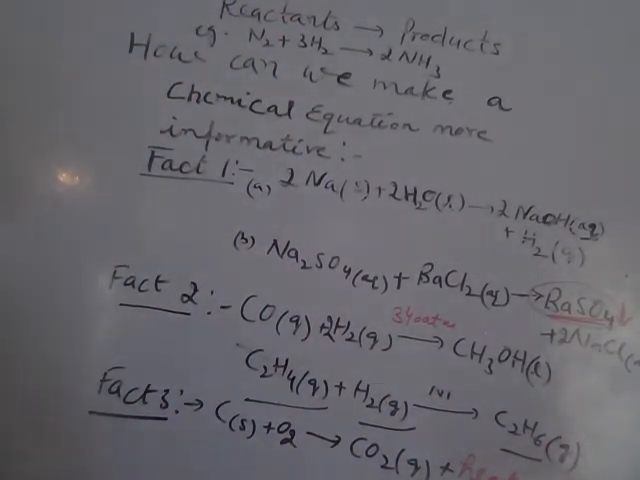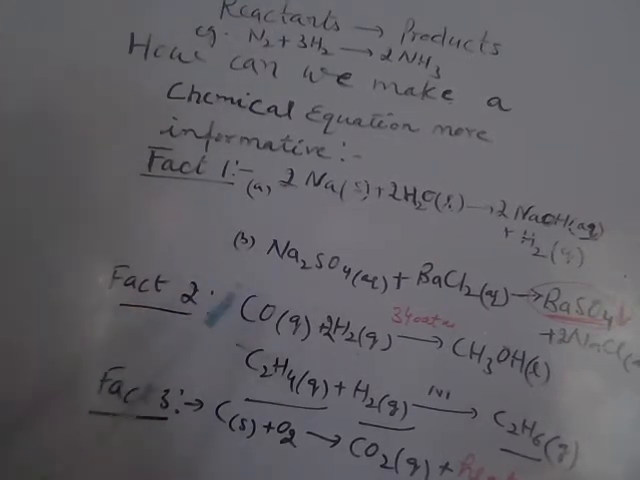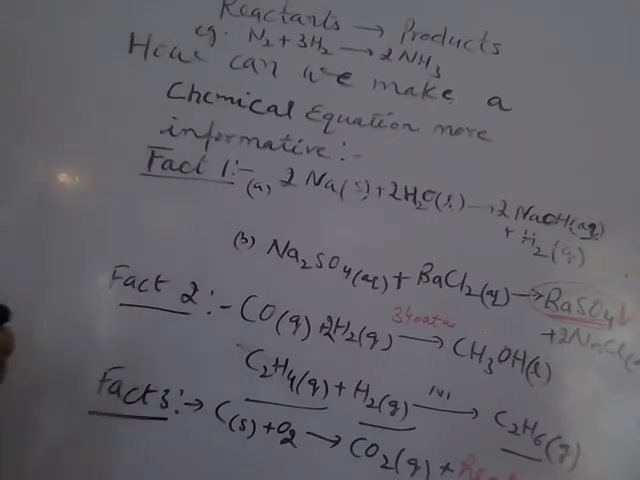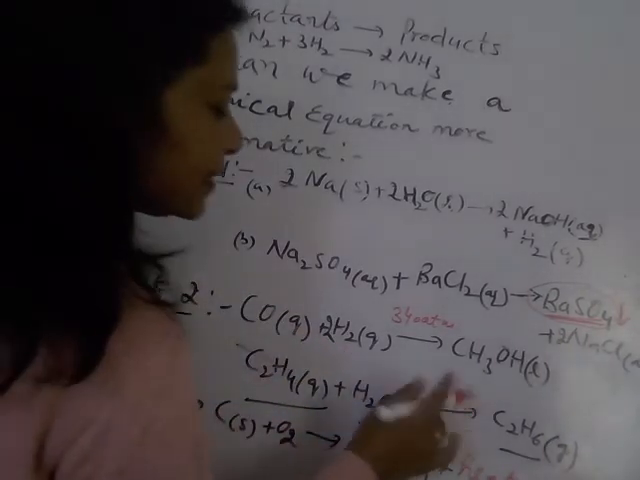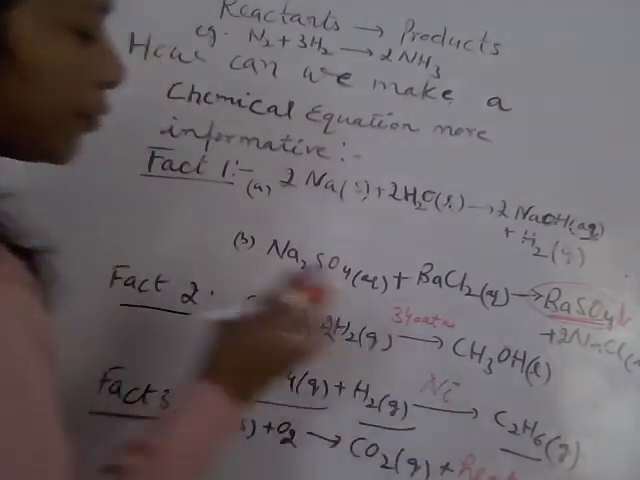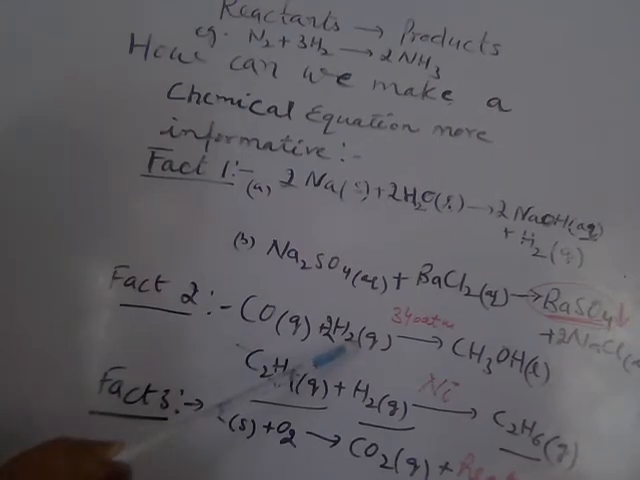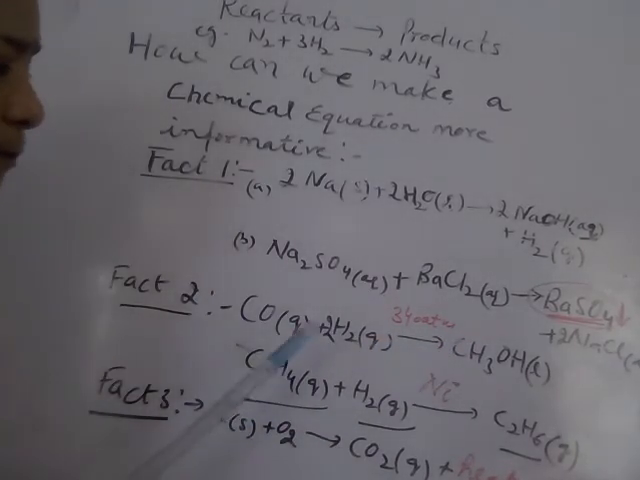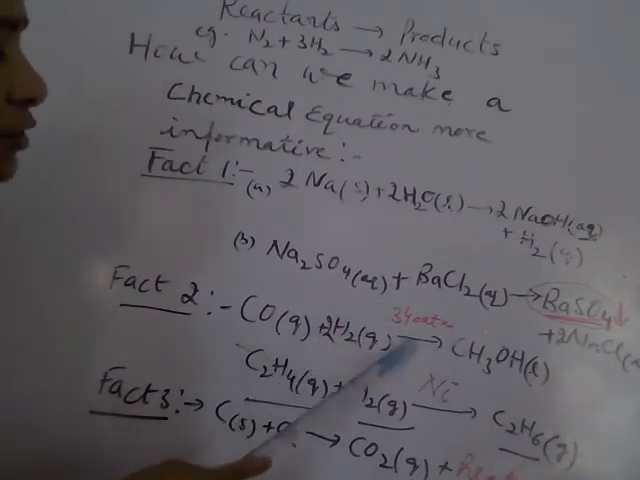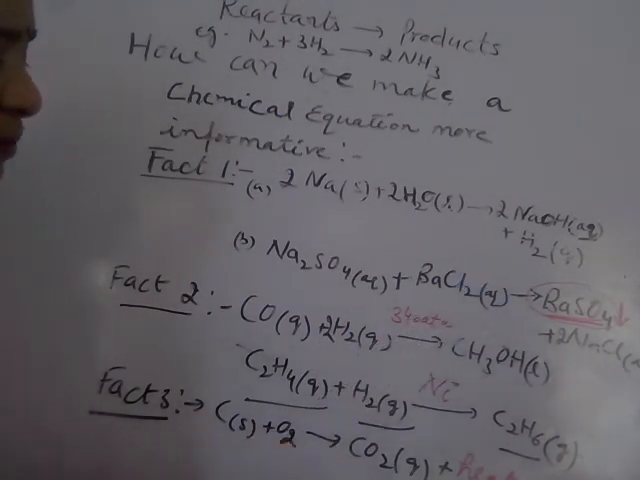Now fact 2, that we can mention the conditions of reaction like temperature, pressure and catalyst. If we are using any catalyst, we can also mention the catalyst above the arrow. For example, when carbon monoxide gas and hydrogen gas are compressed under a pressure of 340 atmospheric pressure, there is a formation of methanol. So we have mentioned the pressure here, that is 340 atmospheric pressure.